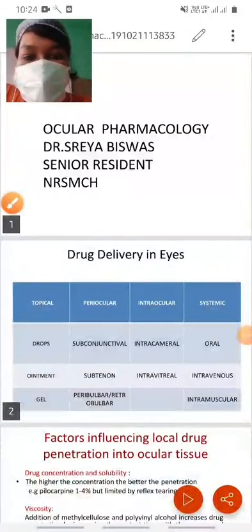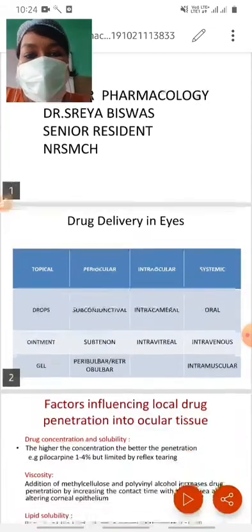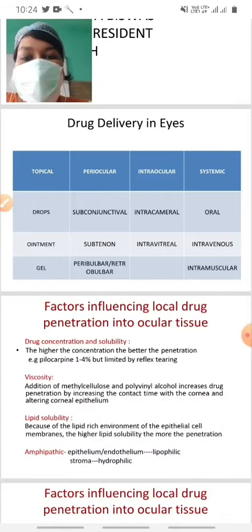Students, today's topic is ocular pharmacology. So we have to know the various methods of drug delivery in the eyes. We can either give a drug by the topical route, which means we are giving it via eye drops or in the form of an ointment or gel, or we can give it as periocular and intraocular injections.